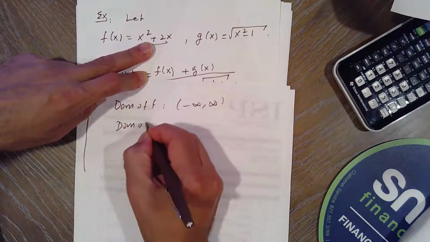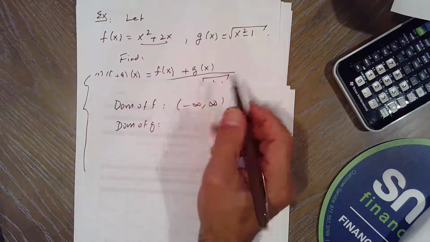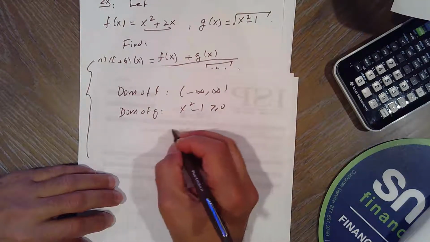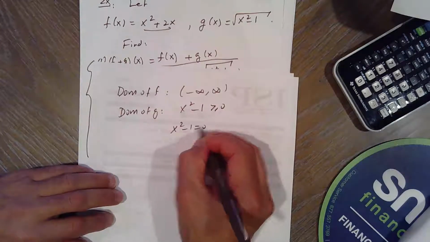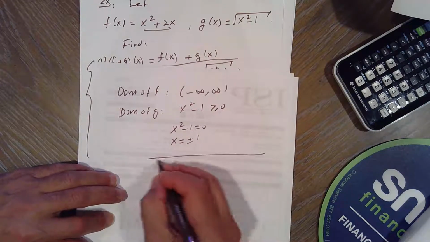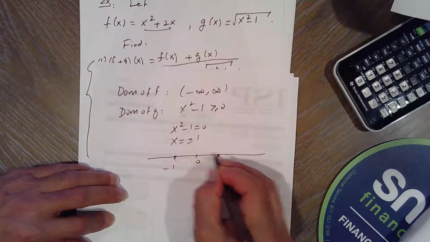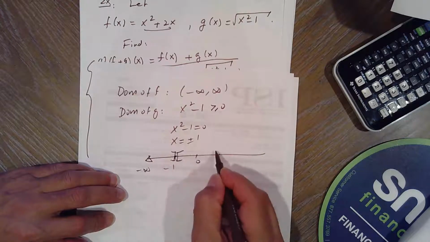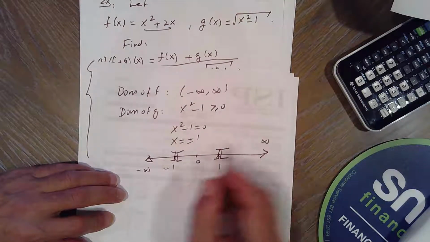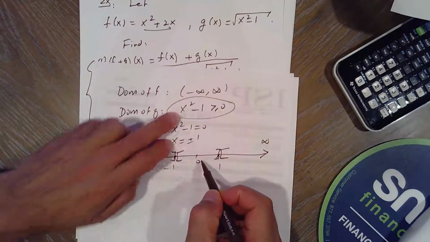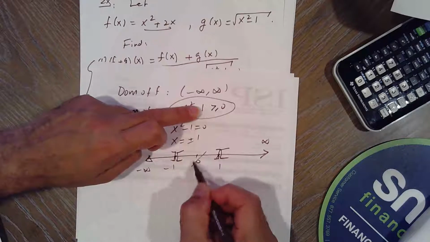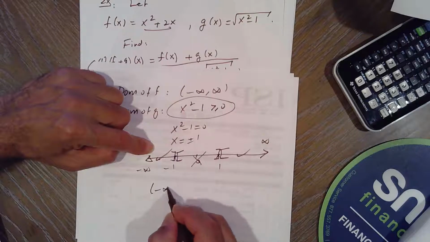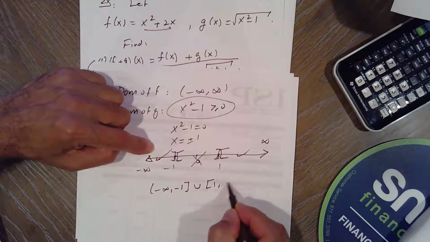Domain of g, well, square root of x squared minus 1, that has to be greater than or equal to 0. And if you work it out, remember you do x squared minus 1 equals 0, you get the critical values, and then you do your chart, quadratic inequality, and you do -infinity to -1, -1 to 1, 1 to infinity, and you check one value in there. If you put a 0 in there, it's going to be -1, it's false. If you put a -2, that's true. That's true. So the domain is going to be -infinity to -1, union 1 to infinity.